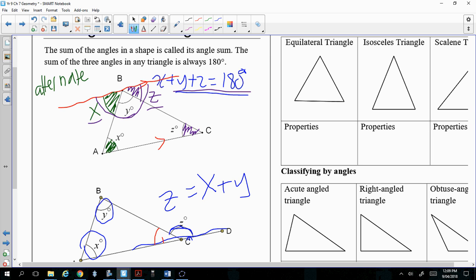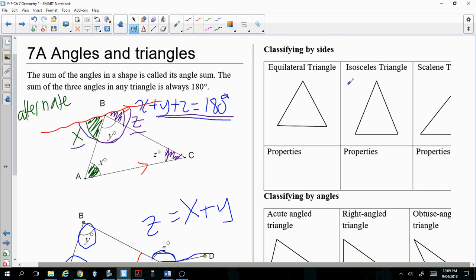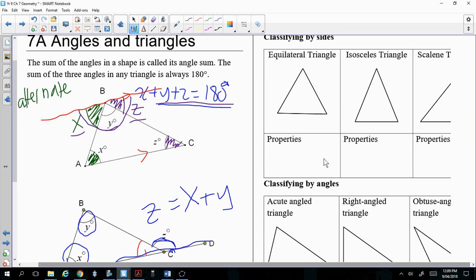Let's go to this thing about classifying triangles by sides. The equilateral has got 3 equal sides. So you can say all sides equal.